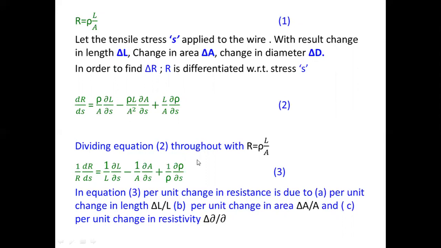Now dividing equation 2 throughout by R equal to rho L by A, we get this final equation. Now in equation 3, the per unit change in resistance is due to, first, the per unit change in length, that is delta L by L, the per unit change in area, delta A by A, and the per unit change in resistivity, delta rho by rho.